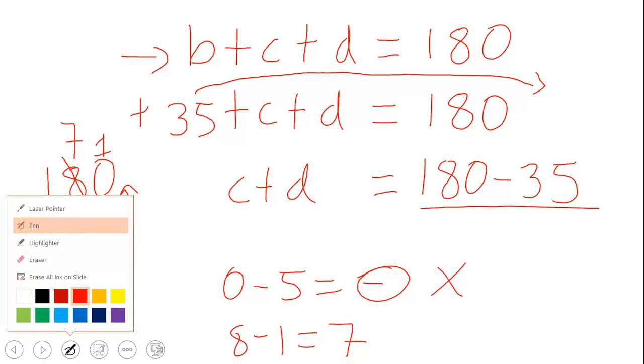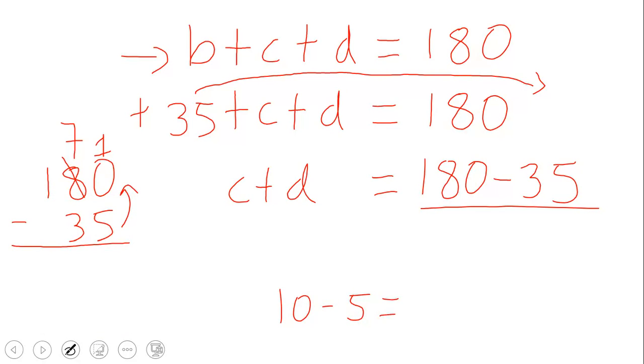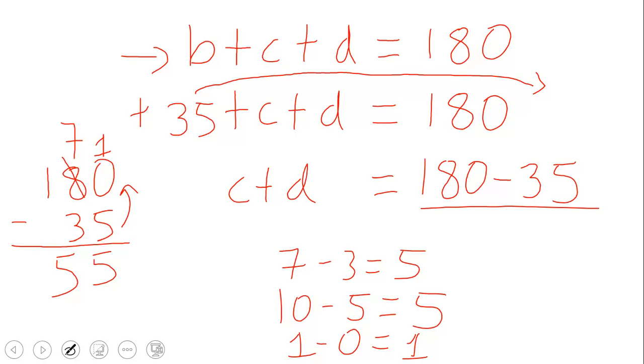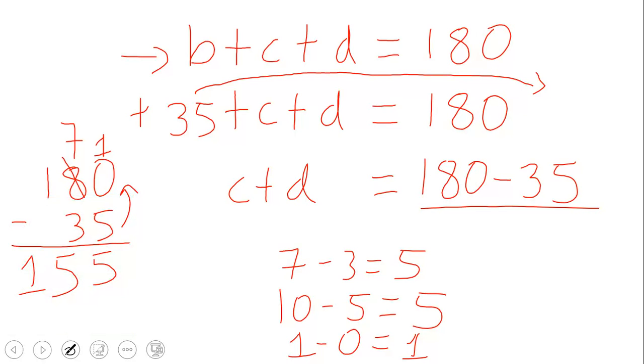So the question now becomes, not 0 minus 5, but what is 10 minus 5? Now 10 minus 5 is indeed 5, so we place a 5 here. And the next question is, what is 7 minus 3? Indeed, 7 minus 3 is 5, so we place a 5 right here. And finally, for our last column, what is 1 minus 0? 1 minus 0 is 1, so we place a 1 here. Thus, 180 minus 35 is indeed 155.